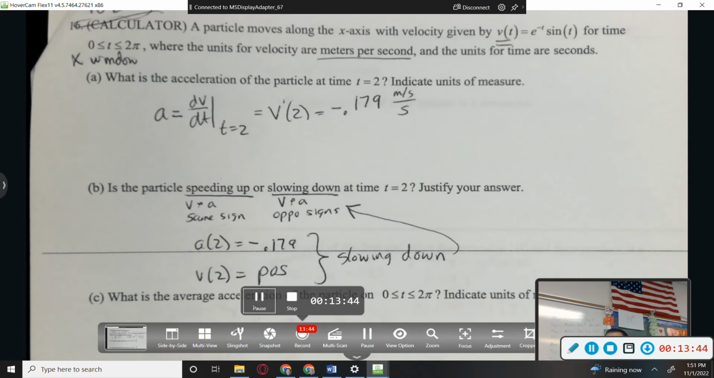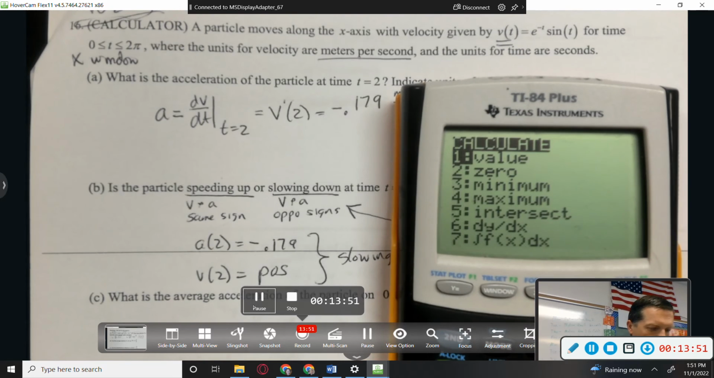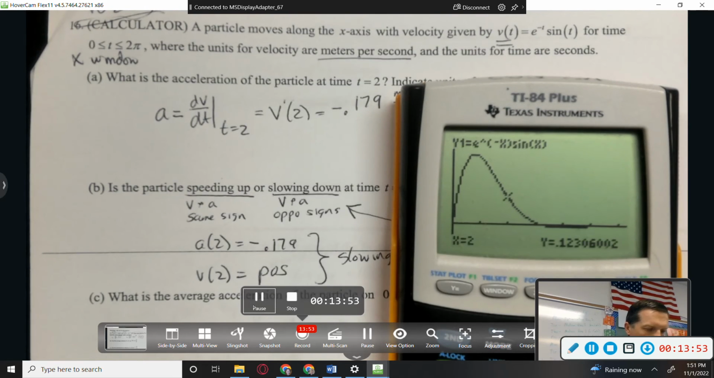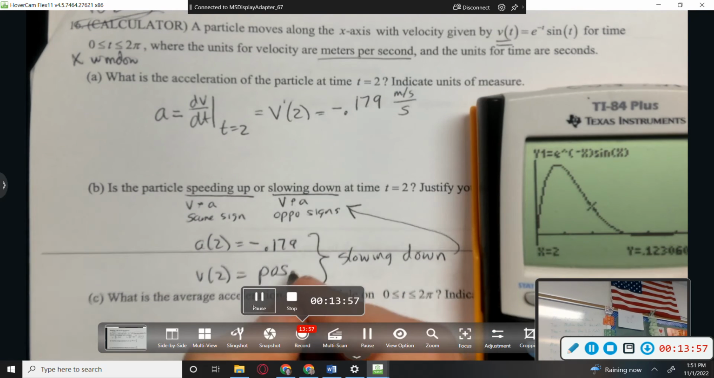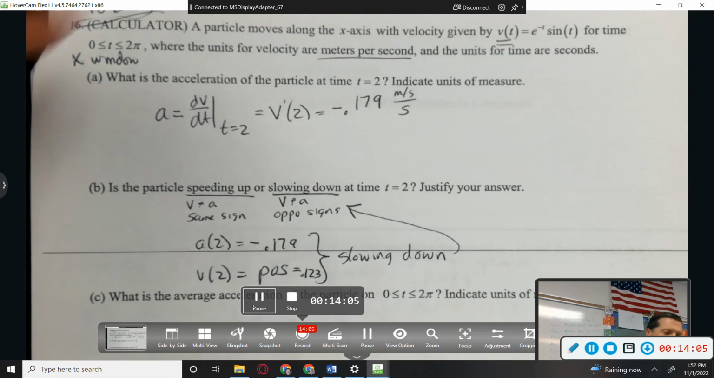Wait, is it positive because it's above the x-axis? It's positive because it's above the x-axis. If you wanted the actual value, you could get that. The value at 2 is 0.123. But you wouldn't really need to say that because you can tell from the graph that it's positive. And we know you have a graph, so that's okay.